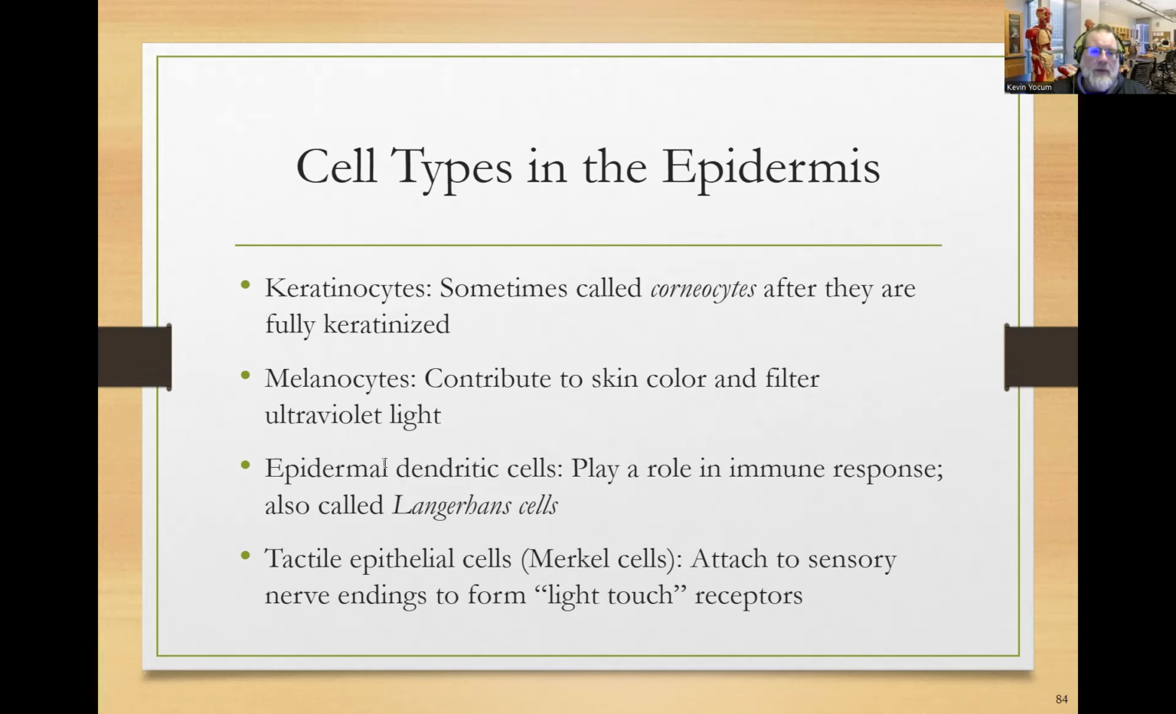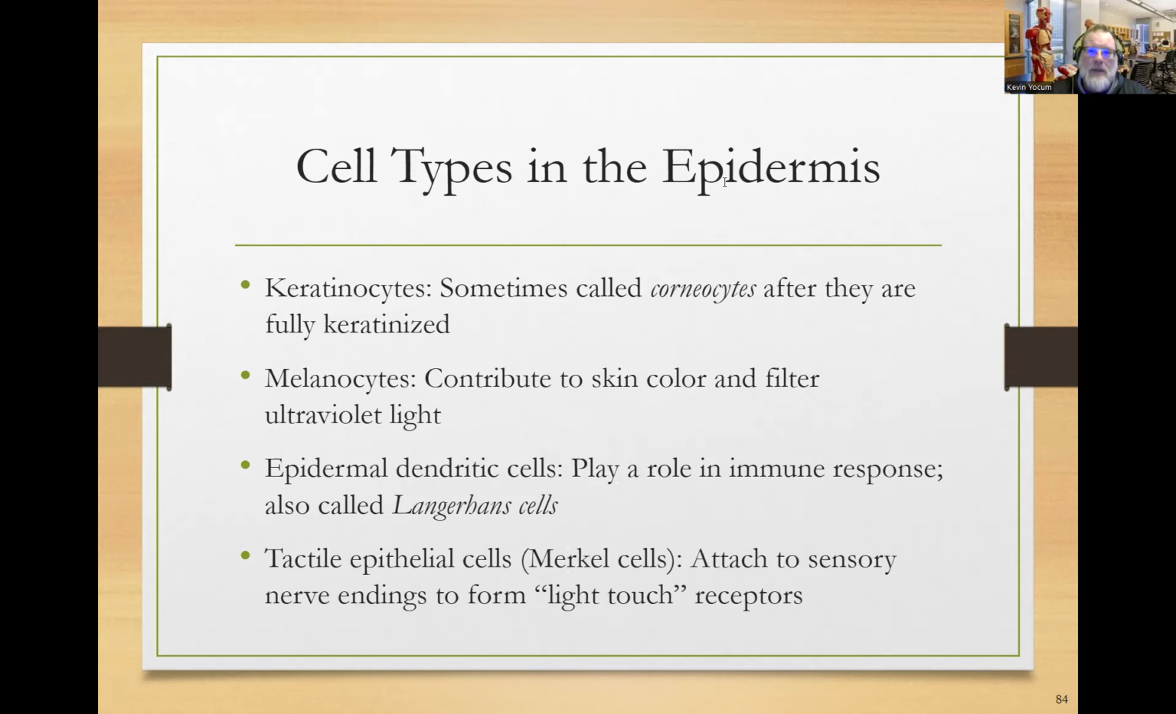And then we have two kind of low number cells, but important nonetheless. We have what are called dendritic cells, also known as Langerhans cells. Okay, and these help with immunity. And then we're going to have what are called Merkel cells, and these are more to do with sensory and tactile. Okay, so these help with touch.